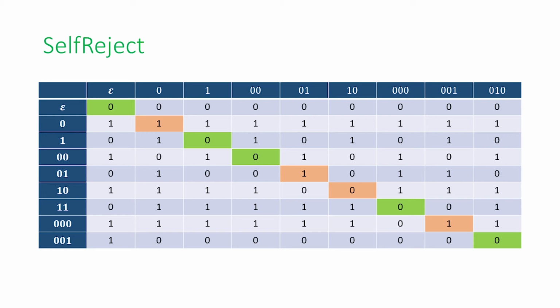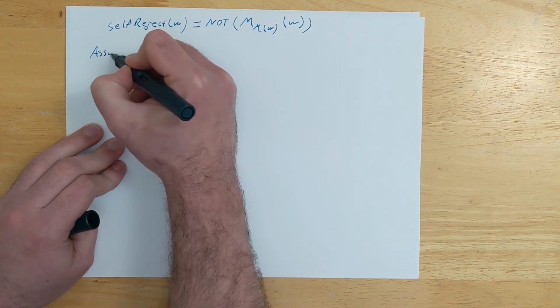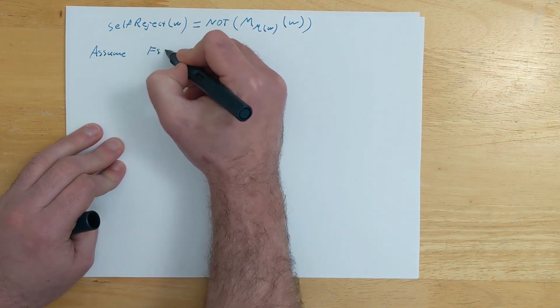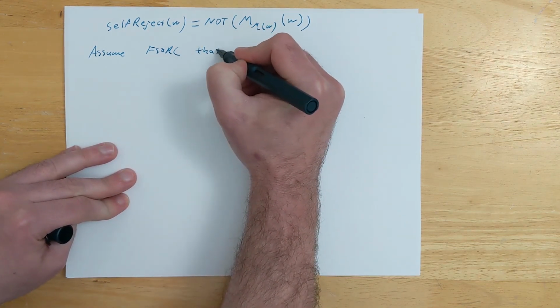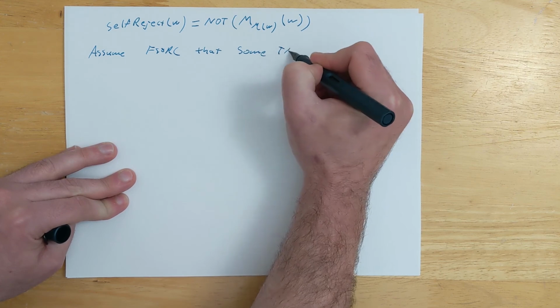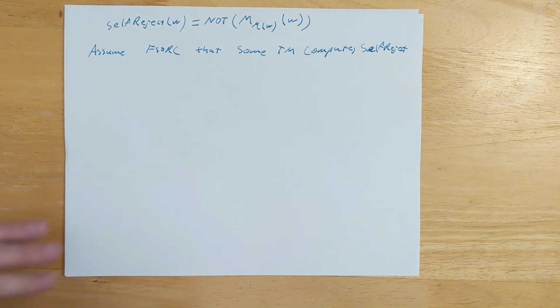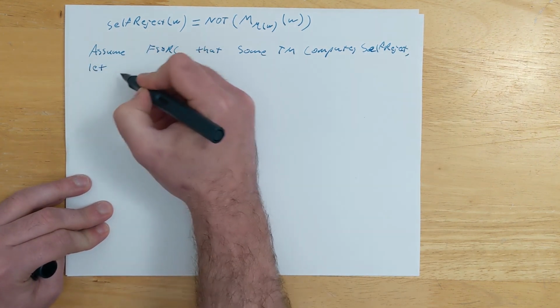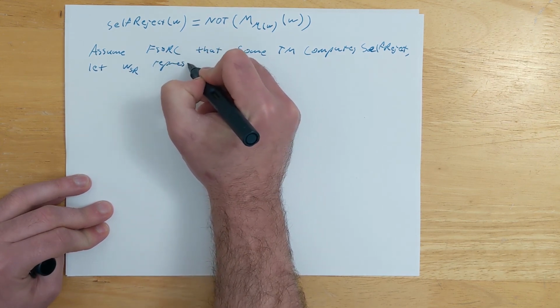Now let's demonstrate that this self-reject language is not computable. In order to do this, we're going to do a proof by contradiction. So assume, for sake of reaching a contradiction, that some Turing machine computes self-reject. Let W sub SR represent such a Turing machine.